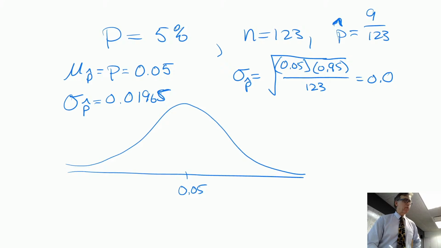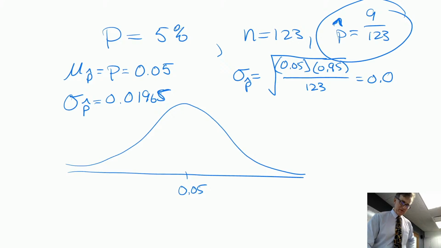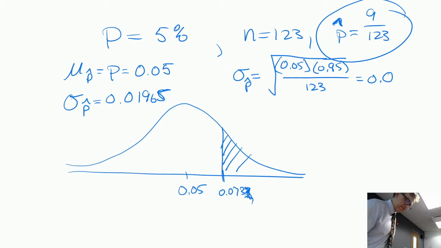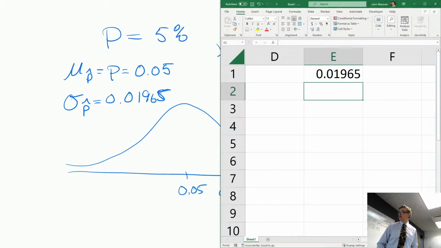Okay, 9 or more. What is 9 out of there? I need to know what that is. 9 out of 123. But anyway, I want to know the probability that more than that proportion voted. So I know that this is a question about the number, but I can do this in terms of proportions. So to do it, I'm going to go back to Excel.